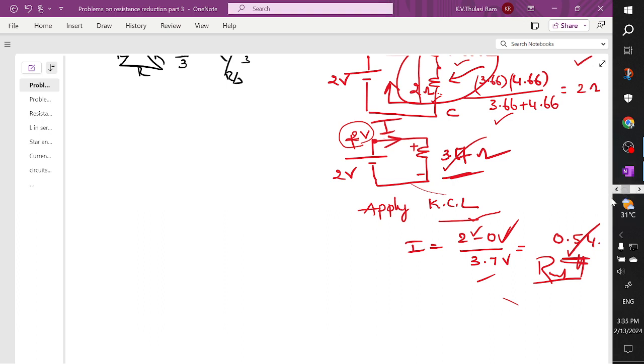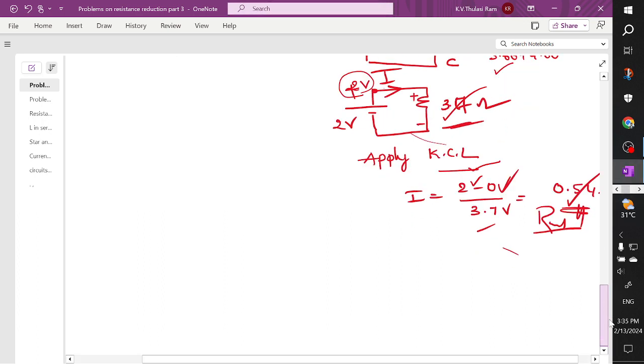Let's try to go to the last model of the analysis. So if you solve more problems, you can get confidence and you can handle the problems in a better way, for your understanding.